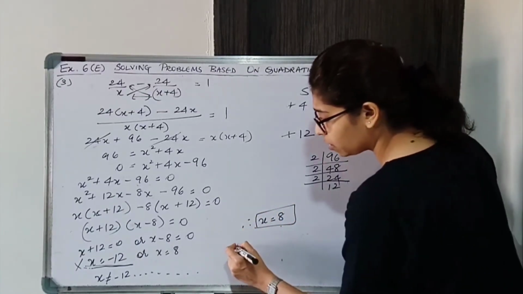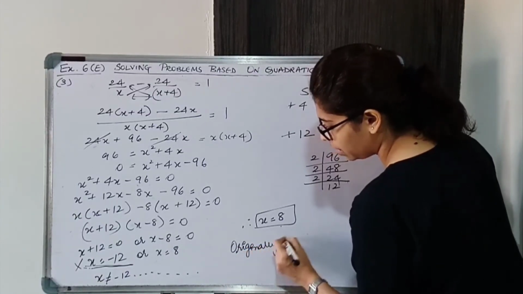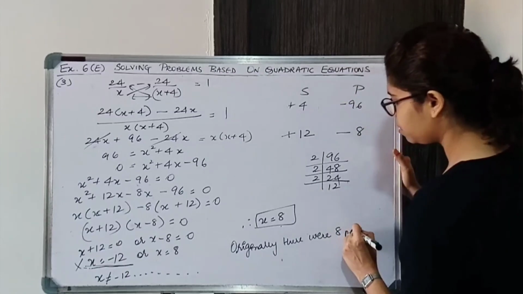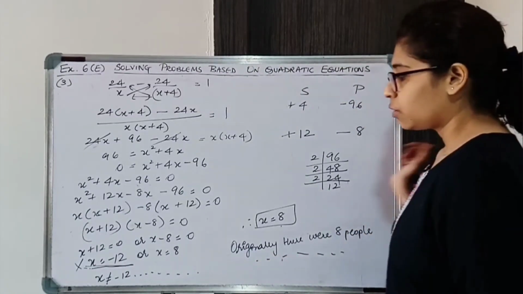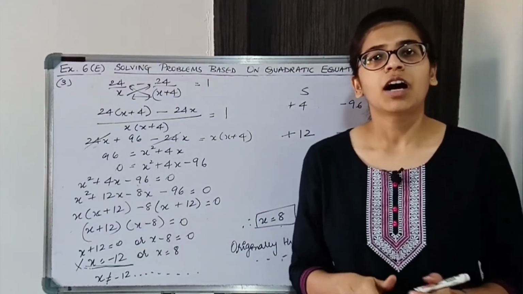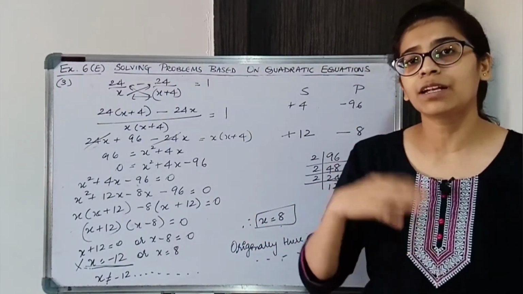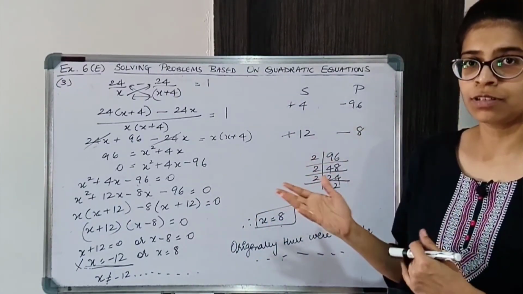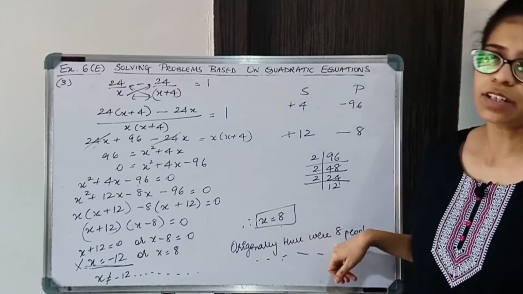So you have to write down: originally there were 8 people staying at the hotel. Now if they ask how many people were supposed to stay in case 2, then it would become 8 plus 4, that is 12. They have not asked over here, so just in case they ask. All right, so originally there were 8 people.